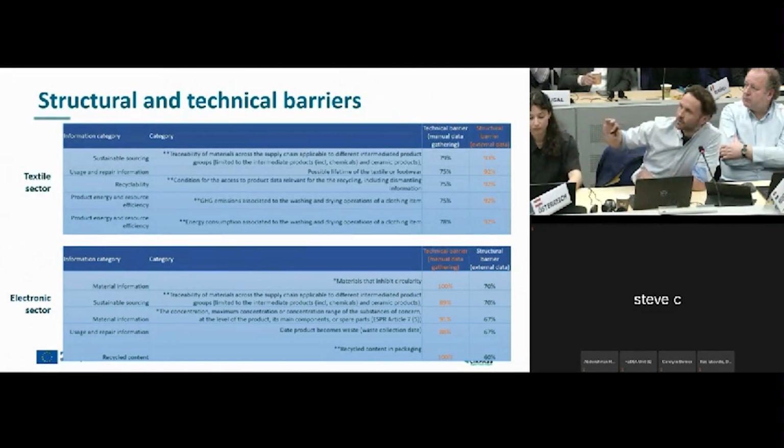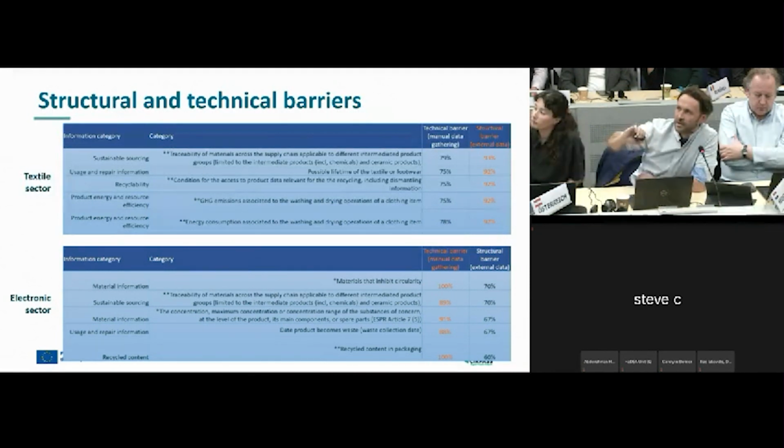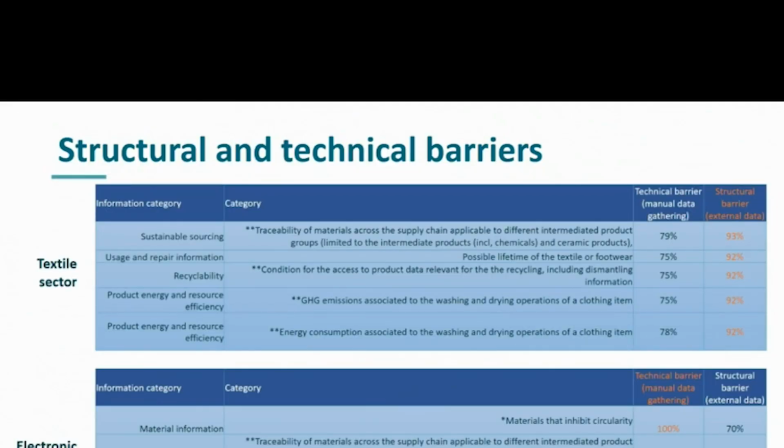Here, I also just want to highlight, you will find all the results in detail in the report, but what I found interesting here, these are the top 5 information and information categories that are subject to structural and technical barriers. Structural barrier means the data has to be acquired from external partners, from suppliers. And technical barrier means the data has to be generated manually. And you see here in the textile sector, the highest barrier is the structural barrier. Here especially product and energy resource efficiency, that means the information that is necessary for calculating the LCA. Also, if you think of the value chain of textiles, this is quite long, and generating this information then makes sense that this is quite complex.